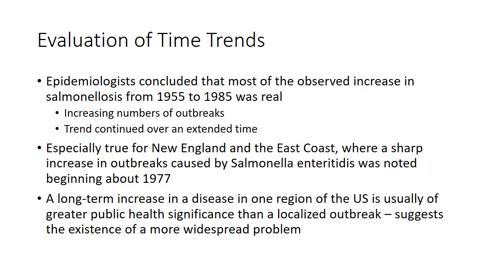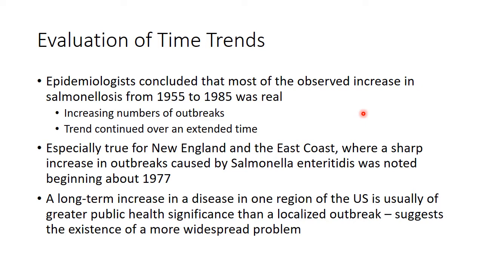And so they were concluding that most of the observed increase from, say, 1955 to 85 tended to be true and actual, mainly because they were seeing increasing numbers of outbreaks occurring, and also just the fact that over the extended time period you were seeing this continual increasing trend. So it wasn't necessarily that you had a new means of diagnosing salmonella. It was just that the numbers kept going up. There were more outbreaks happening. That seemed like there was actually a true increase in the number of people getting salmonella.